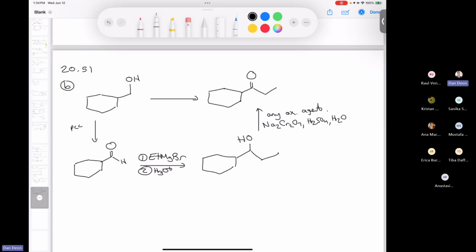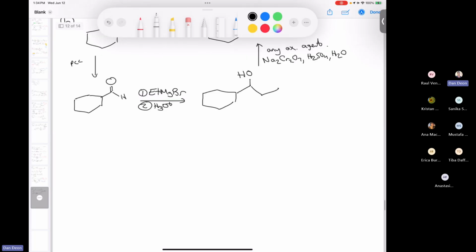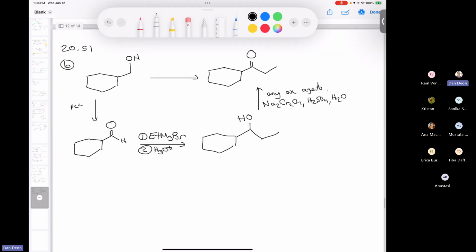There is another way to do this one though, okay? And that was what I was kind of getting at. There's nothing wrong with this route at all, but we could say here, the alternate would be to make this compound from an acid chloride. So if we had an acid chloride, then we could use a cuprate, which is only going to add once to that acid chloride.